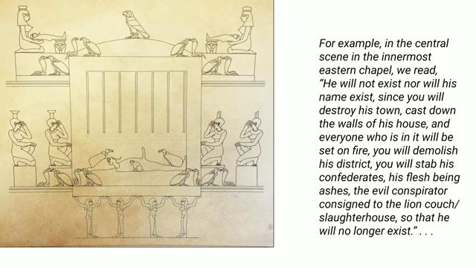chapel, we read, quote, "He will not exist, nor will his name exist, since you will destroy his town, cast down the walls of his house, and everyone who is in it will be set on fire. You will demolish this district. You will stab his confederates, his flesh being ashes, the evil conspirator consigned to the lion couch slaughterhouse, so that he will no longer exist."